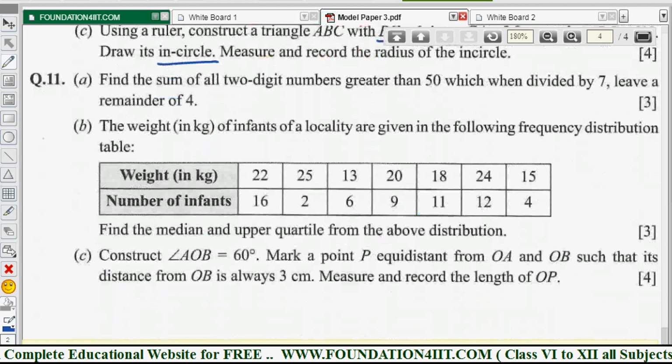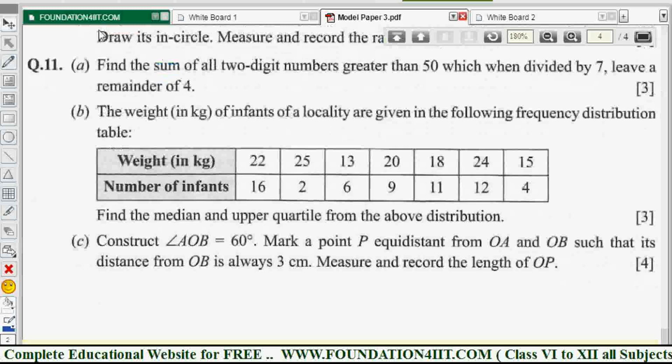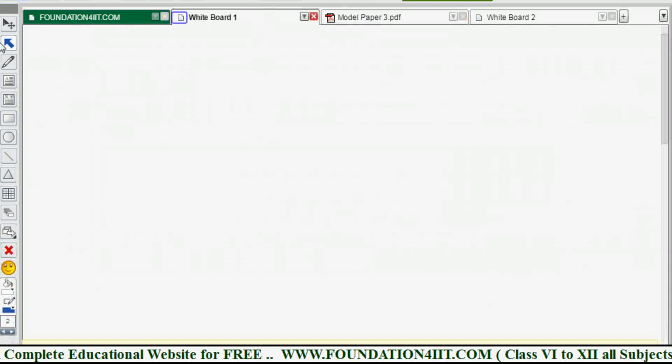Now let us see question number 11 and we'll solve these problems. From this paper, the first one is: find the sum of all 2-digit numbers greater than 50 which, when divided by 7, leave remainder 4. The highest 2-digit number is 99, so below that we should take the numbers. First we will make the series, then find the sum using the progressions formula.